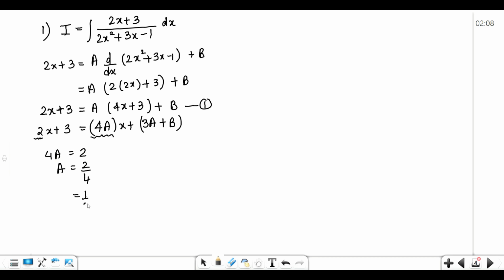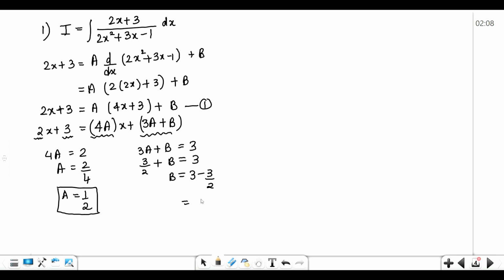So you have got the value of a as 1 by 2. Then we can equate the constants. These are the constant 3 on the left side, and on the right side we have 3a plus b. 3a plus b is equal to 3, but we already have the value of a. We can substitute here, that will give you 3 by 2 plus b. So b will be equal to 3 minus 3 by 2, that will be again 3 by 2. So we have got the value of a as well as b.